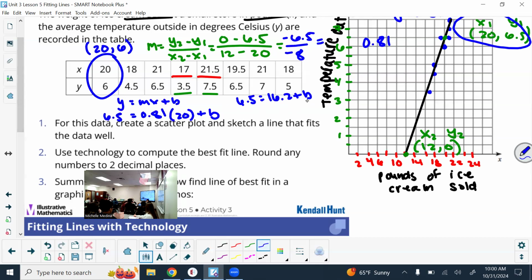How would I get the b alone? Subtract 16.2 and do that on both sides. When I do that subtraction, my y-intercept ends up being negative 9.7.